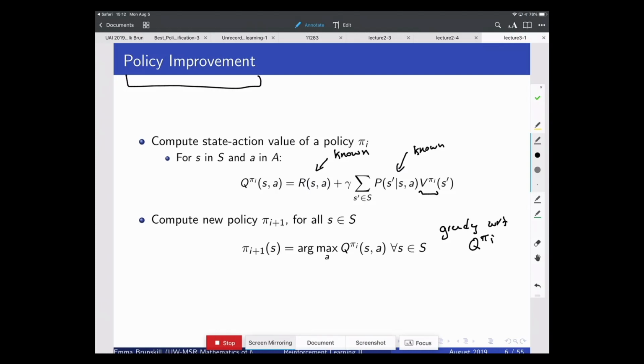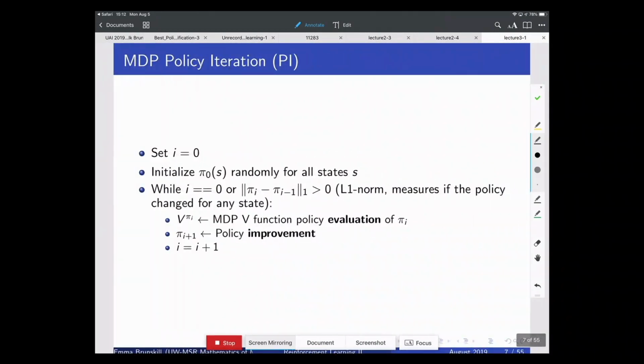What I'm going to argue to you is that by doing this, we're going to get monotonic improvement. So what we would like to say is that V pi_{i+1} is always going to be greater than or equal to V pi_i. And that's what makes policy iteration a sound approach, and one that's guaranteed to converge. Okay. So this is what policy iteration now looks like. We do this MDP value function evaluation, then we compute Q, and then we do policy improvement.